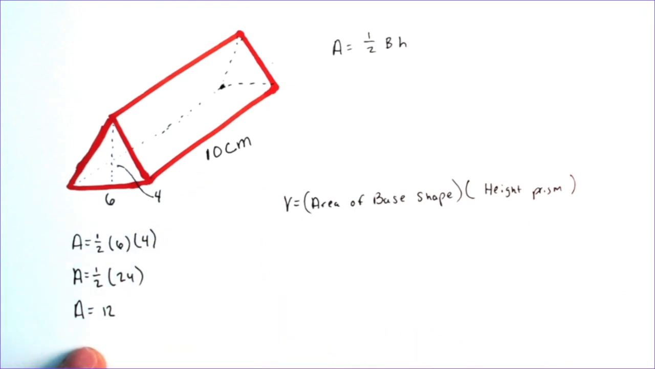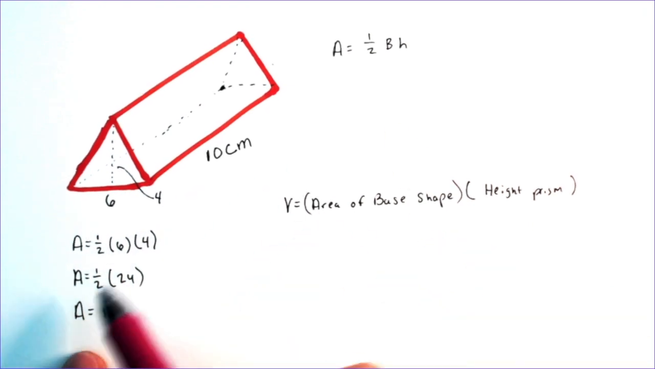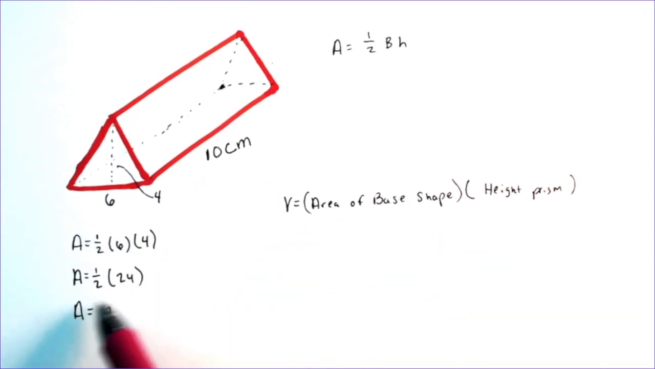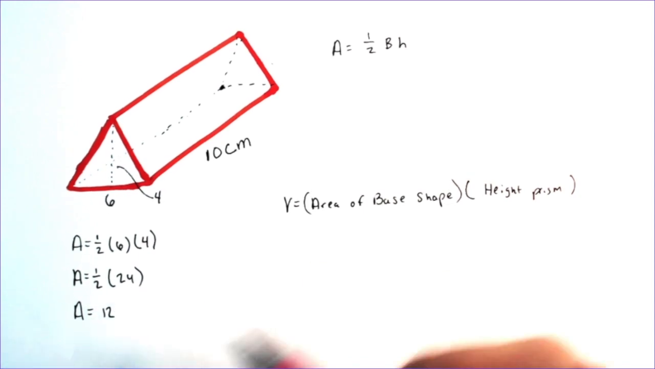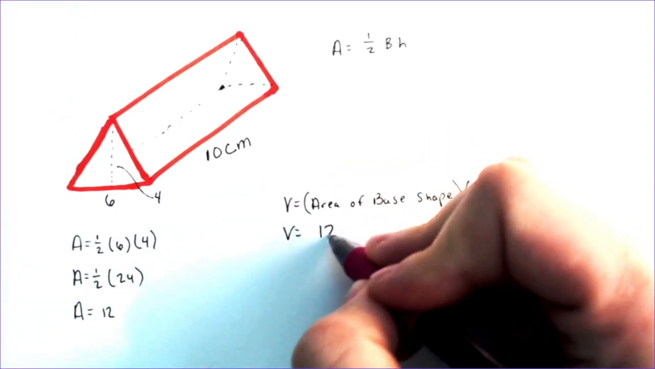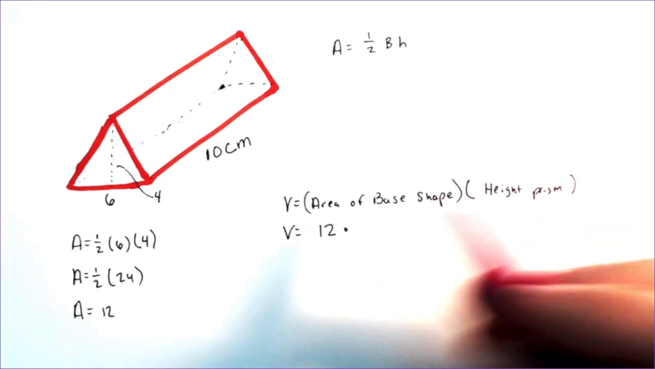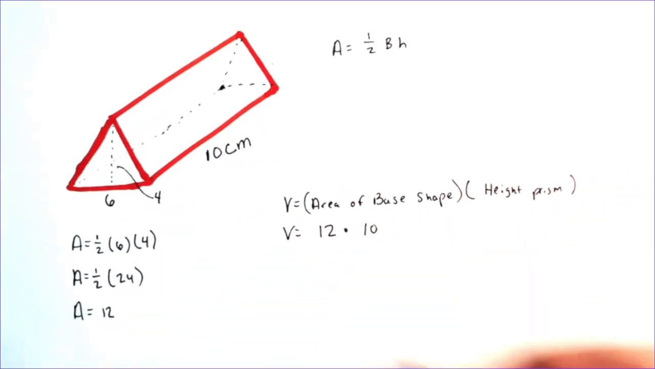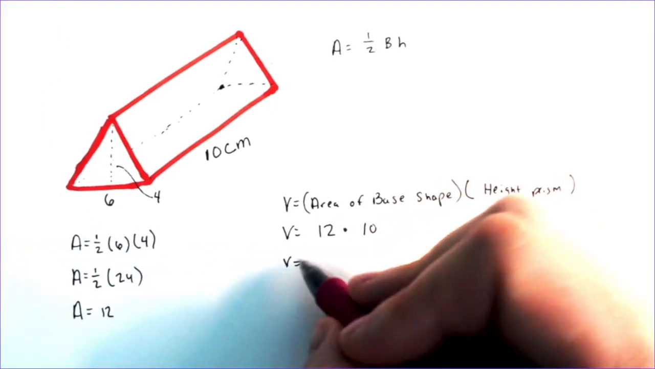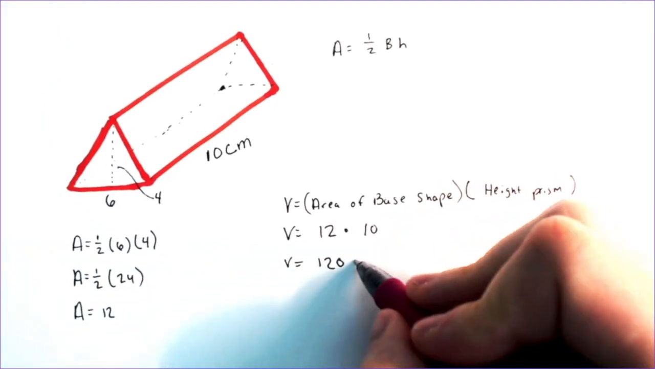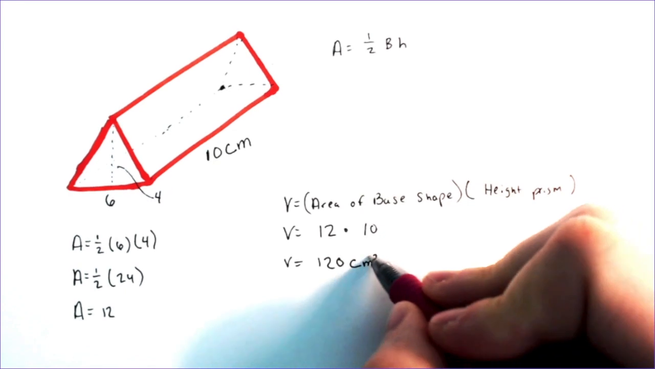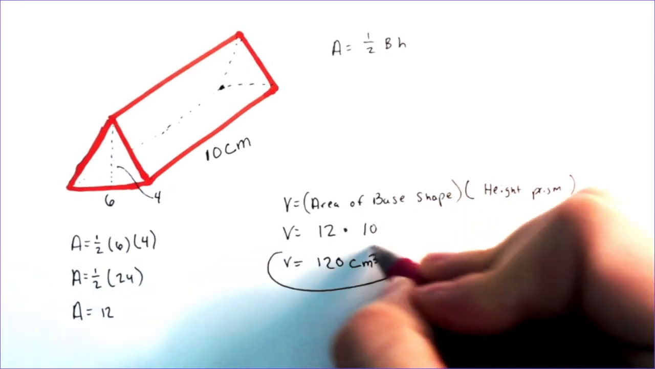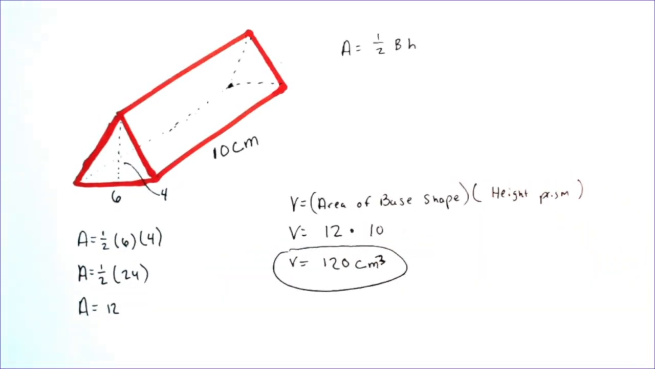In this case, 10. The area of the base shape we've luckily already found. That's the triangle, the area, which is 12. So we get 12 times the height of the prism. If we stacked it up, it would be 10 centimeters high. So the volume, after you find the area of the triangle, is pretty easy. 12 times 10, 120 centimeters cubed. Because volume is cubed, not squared.